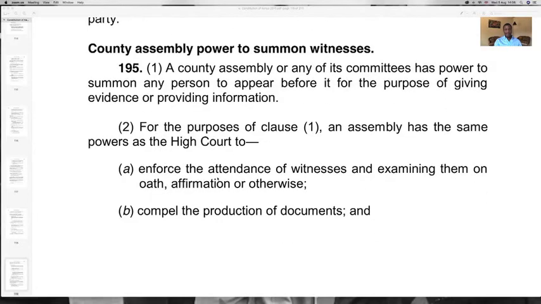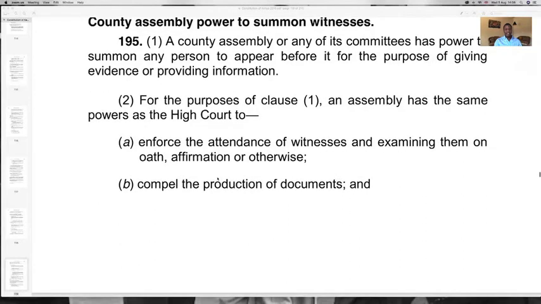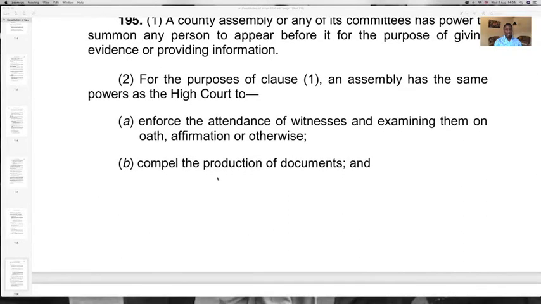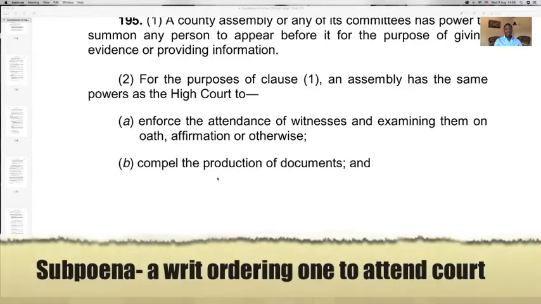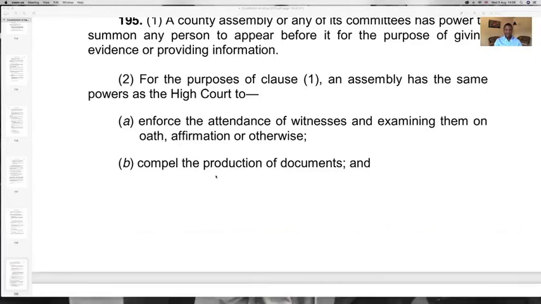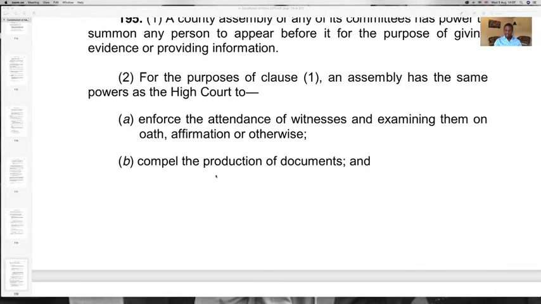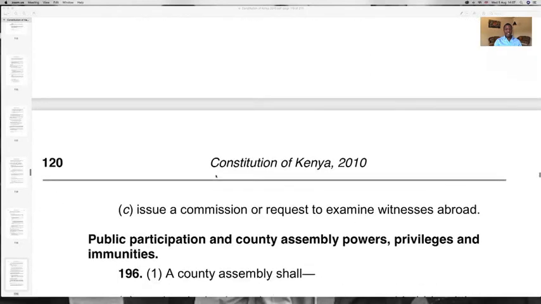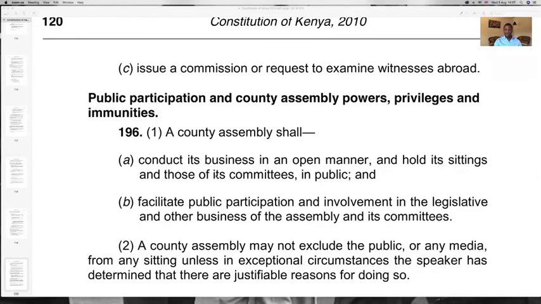The County Assembly has the power to summon witnesses to give evidence or provide information before it, and for this purpose, it shall have the same powers as the High Court to enforce the attendance of witnesses and examine them on oath, affirmation, or otherwise. That is to subpoena. To subpoena is to compel someone to come before court or before the County Assembly to offer crucial information needed. The County Assembly shall also have the same power as the High Court to compel the production of documents and to issue a commission or request to examine witnesses outside Kenya.